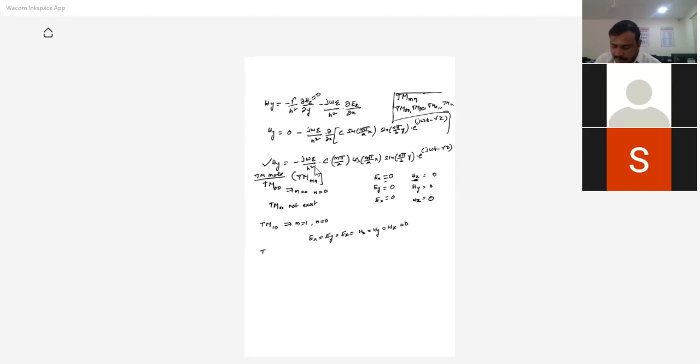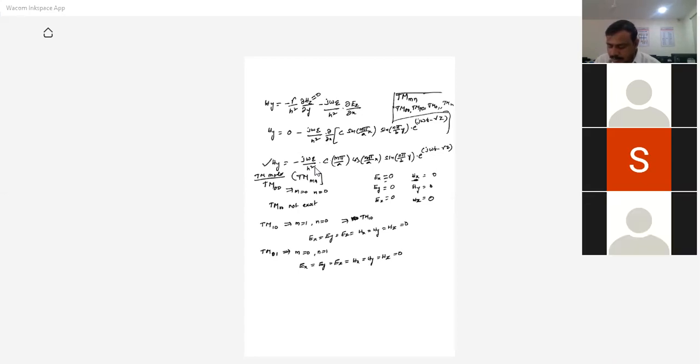In the same way, TM01, where you have m equal to 0, n equal to 1. Here also we are getting Ex, Ey, Ez, Hx, Hy, and Hz as 0. That means we can say this is also not existing. You can write here, TM10 does not exist, and TM01 also does not exist.